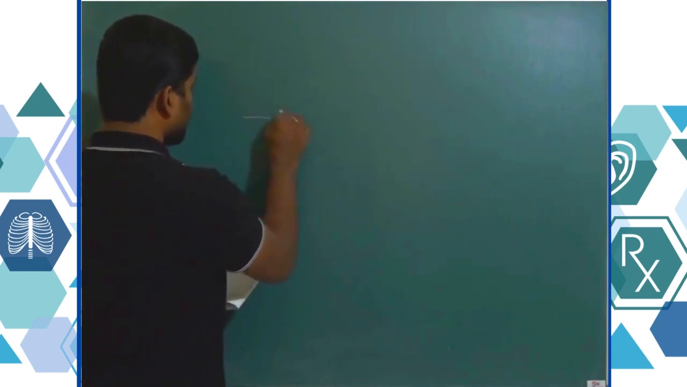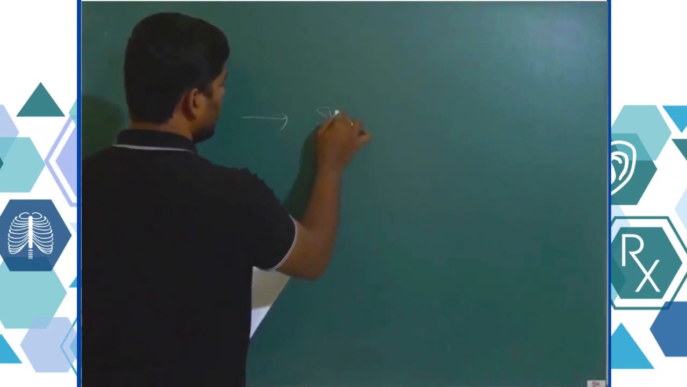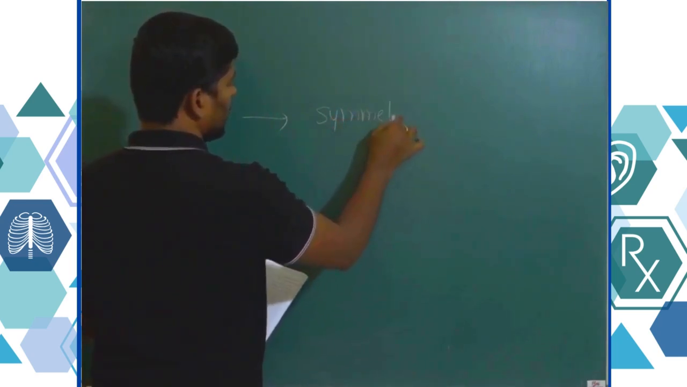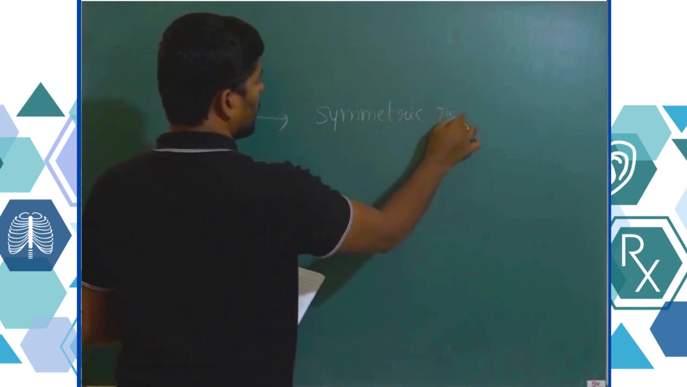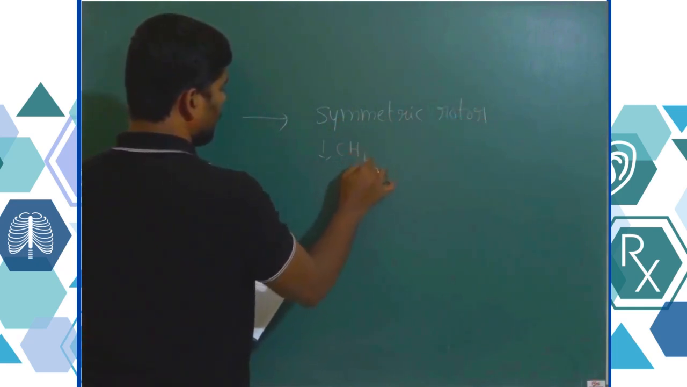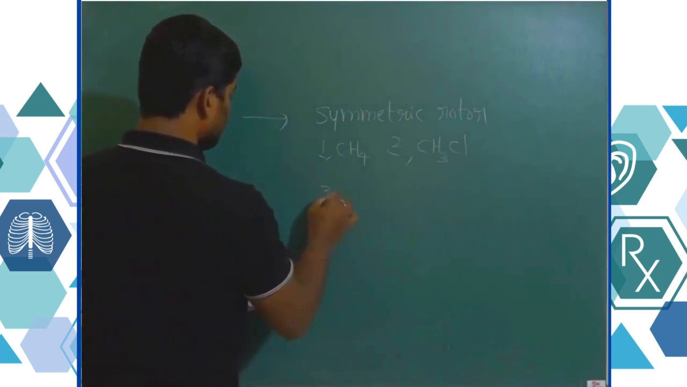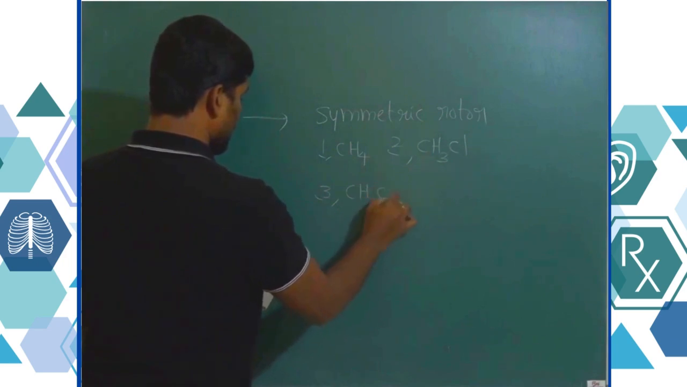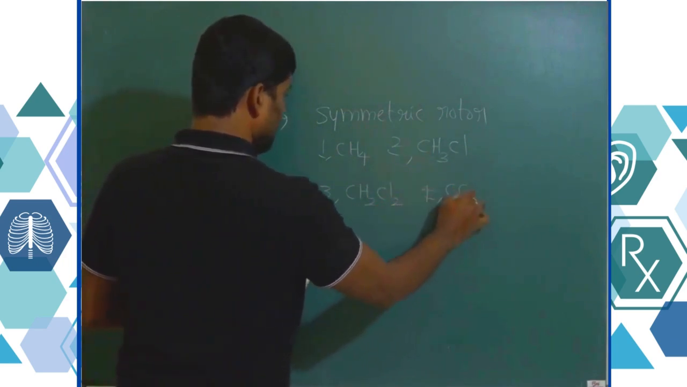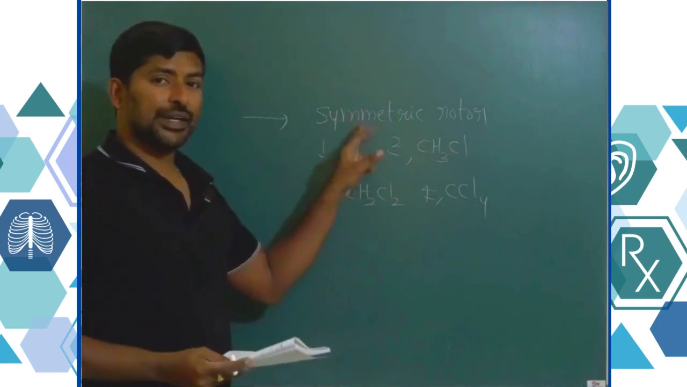So this is given for 4 marks. The symmetric rotor among the following is: what is a symmetric rotor? Options: CH4, CH3Cl, CH2Cl2, CCl4. We know symmetric top molecules.